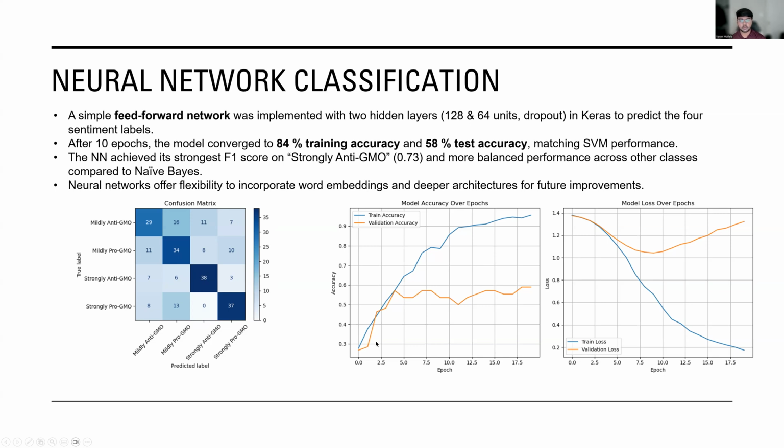From the model accuracy over epochs, we can see the training accuracy was increasing as the epochs increased, and the testing accuracy was also increasing, but it flattened to around 60% accuracy. This model was trained with around 20 epochs. So we can see that neural networks offer flexibility to incorporate word embeddings and deeper architectures for further improvements.